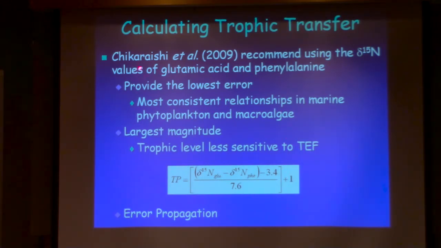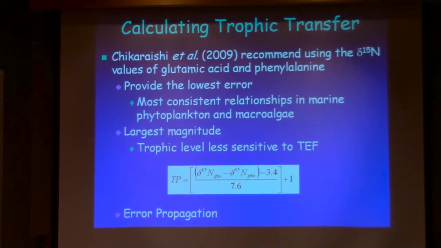This is the work of Yoshito Chikaraishi. He suggested, or they suggested, using glutamic acid and phenylalanine. They show the most consistent relationships in at least marine plankton and macroalgae. The difference between glutamic acid and phenylalanine, this value here, is known as a beta value, and it had the largest magnitude change. So any variation in this trophic enrichment factor, because it is so large, is going to make the calculated trophic position less sensitive to that variation.